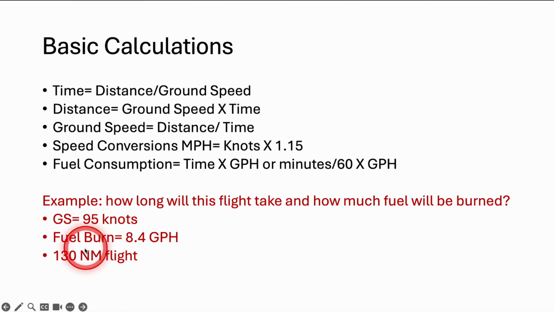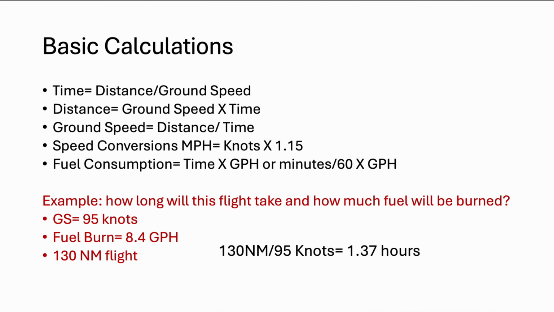As an example, let's look at this at the bottom. So how long will this flight take and how much fuel is going to be burned? So GS means ground speed. So considering our ground speed is 95 knots and the determined fuel burn is 8.4 gallons per hour. And the distance is going to be 130 nautical miles.